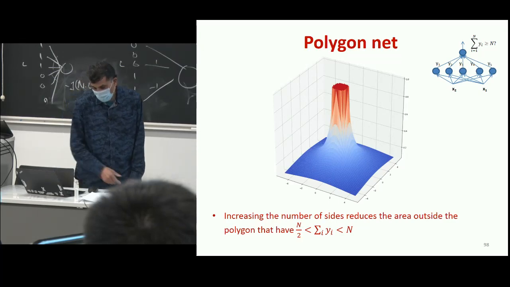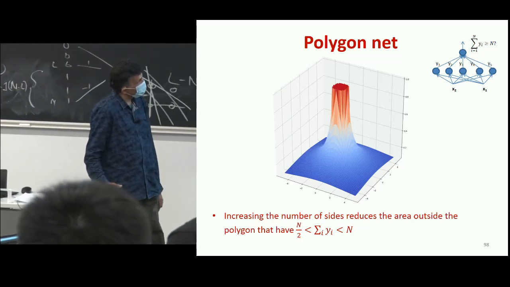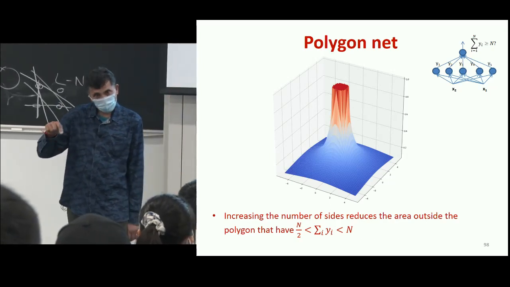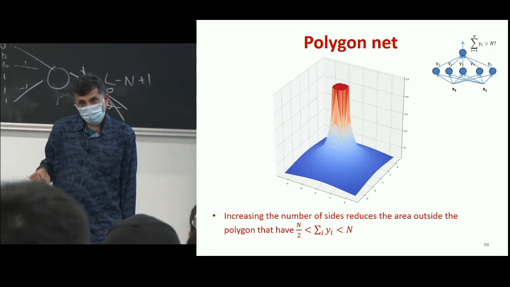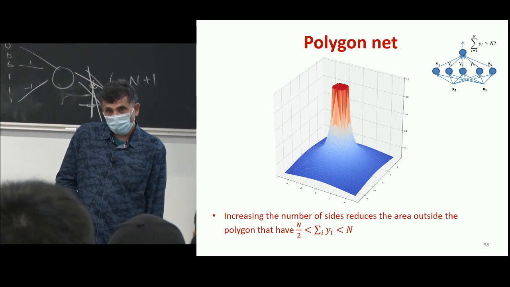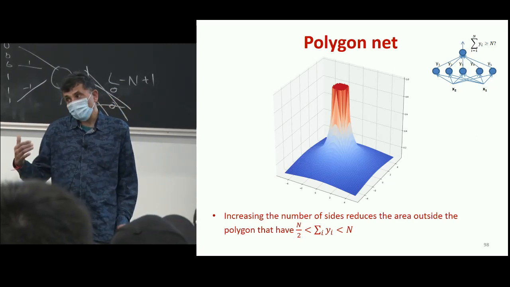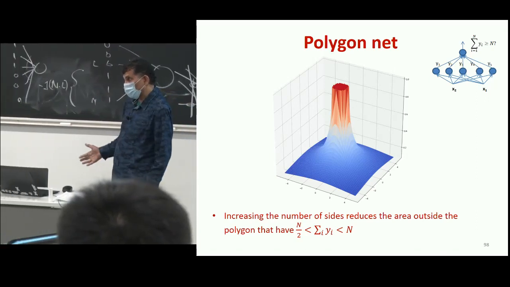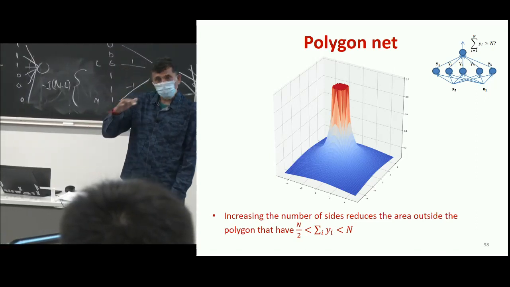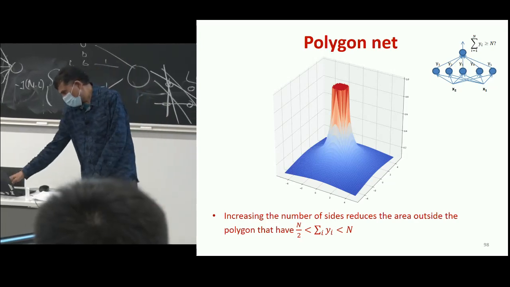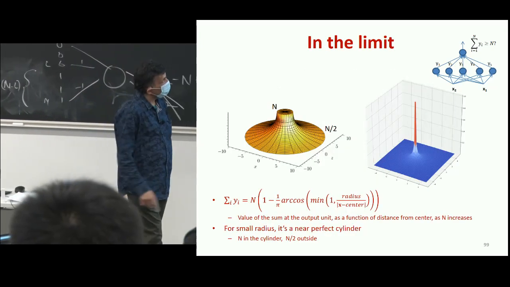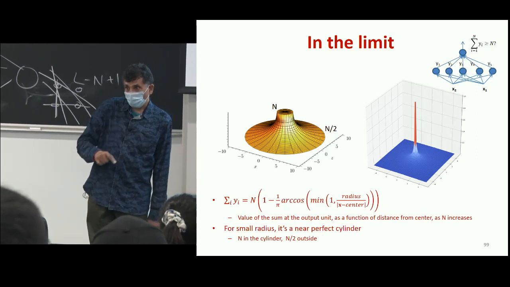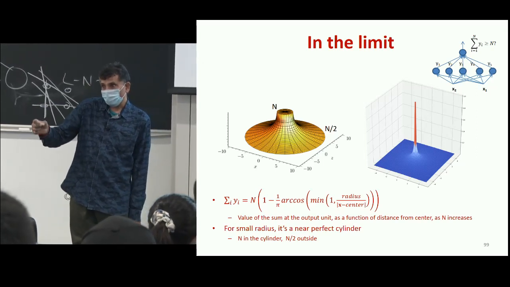And as I keep increasing the number of sides, the area within the central region is going to have a sum of n. And the area where the sum is less than n and not equal to n over 2 is going to keep shrinking. And you'll eventually end up with only two regions where the sum is either n or n over 2, and a very steep fall off between the two.